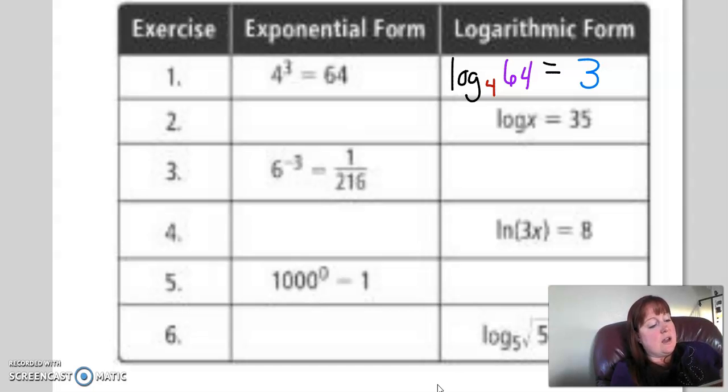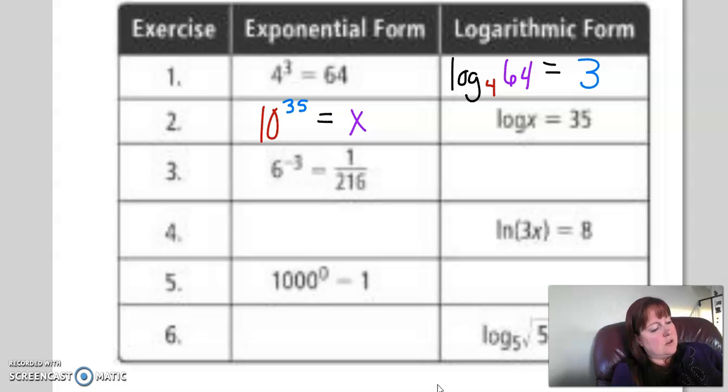So the next one, it is log base 10 of x equals 35. So we start with the base, which is 10. Our exponent is 35 because the answer to a log is just an exponent, and that equals our argument, which is x. And you see how useful that would be to be able to switch back and forth, because now we can figure out what 10 to the 35th is and find x.